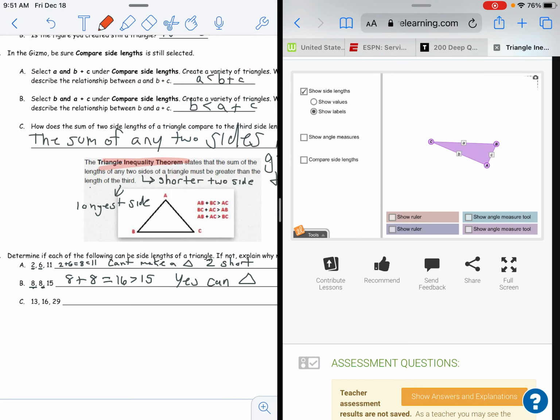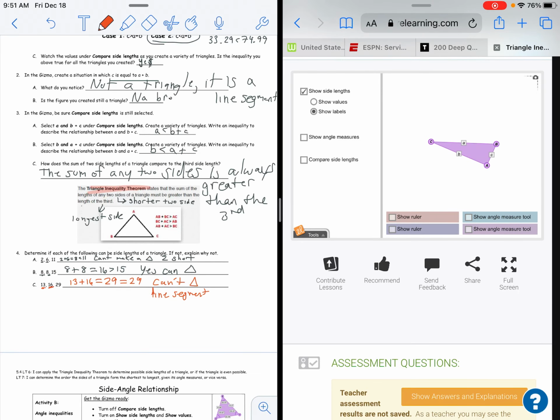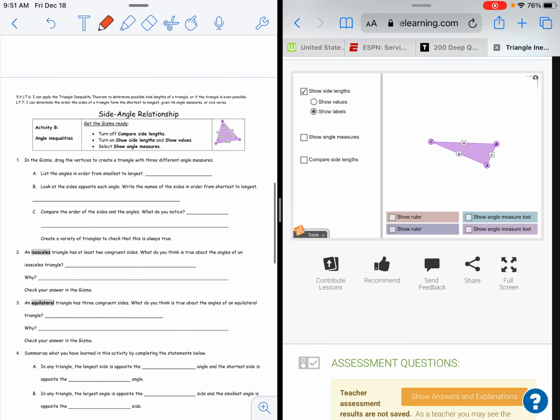And then right here, we're going to pick 13 and 16. 13 plus 16 equals 29. And notice how that equals 29. So you can't make a triangle. This would be a line segment. When they're equal, it's a line segment. All right, so that's the triangle inequality theorem. The two smaller sides must add up to be greater than the longest side. That's how you check.